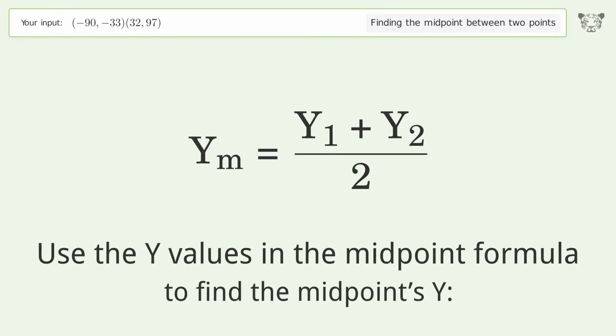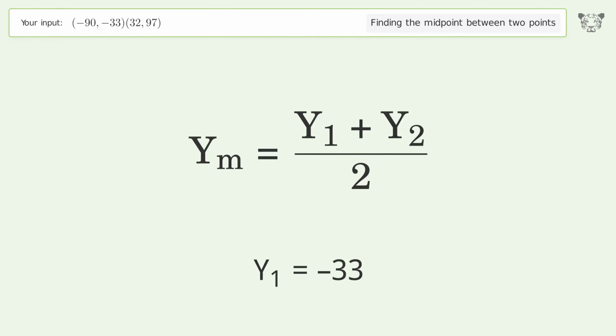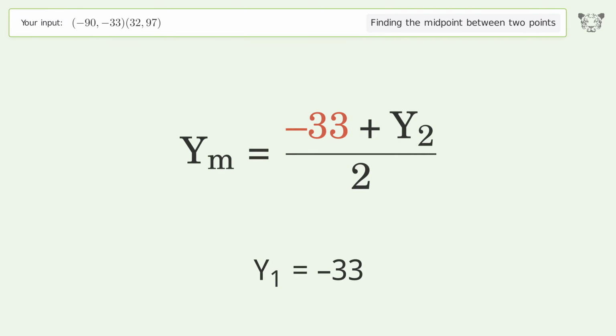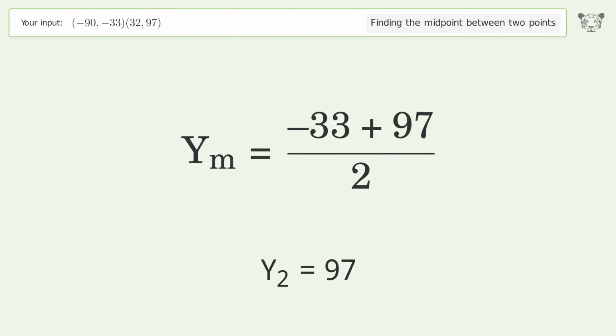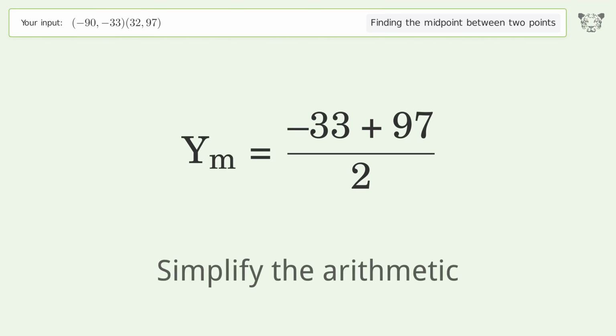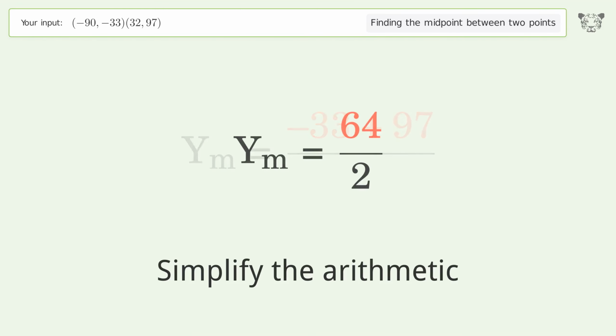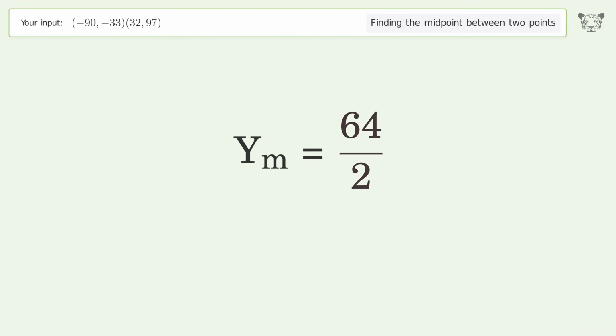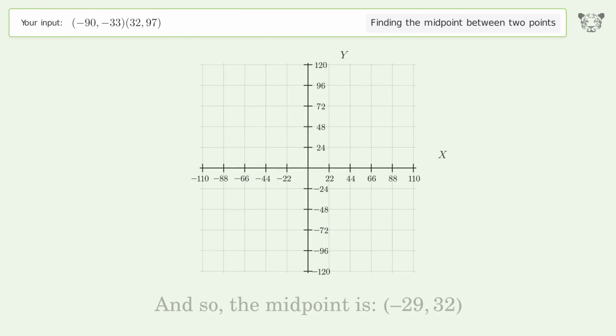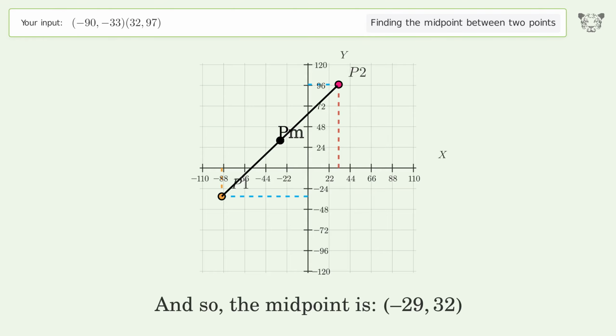Use the y values in the midpoint formula to find the midpoint's y. y1 equals negative 33. y2 equals 97. Simplify the arithmetic. And so, the midpoint is negative 29, 32.